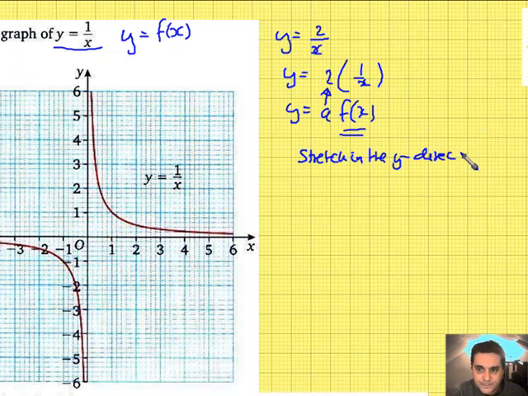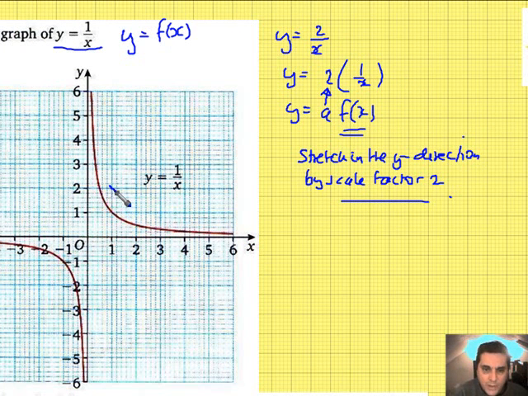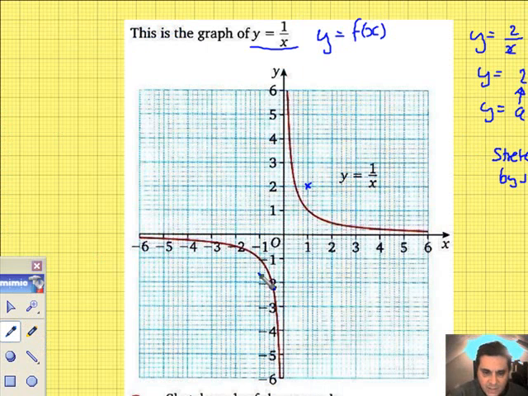Stretch in the y direction by scale factor 2. Alright, so that's quite straightforward. So 1, 1 becomes 1, 2. What else should we do? 1, minus 1 becomes 1, minus 2. So that's a valid point, isn't it?